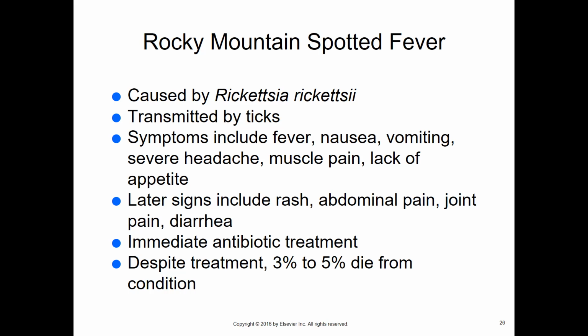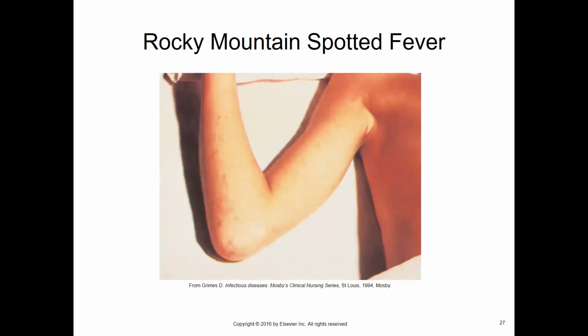The diagnosis for Rocky Mountain spotted fever is usually based on a combination of the clinical symptoms and a lab test. The antibiotic treatment would be given immediately, even if it was only suspected, even before the lab confirmation is obtained. And we use doxycycline and chloramphenicol. Despite treatment, about 3 to 5% of people that develop it will still die from it. So you can see the rash there on the arms.